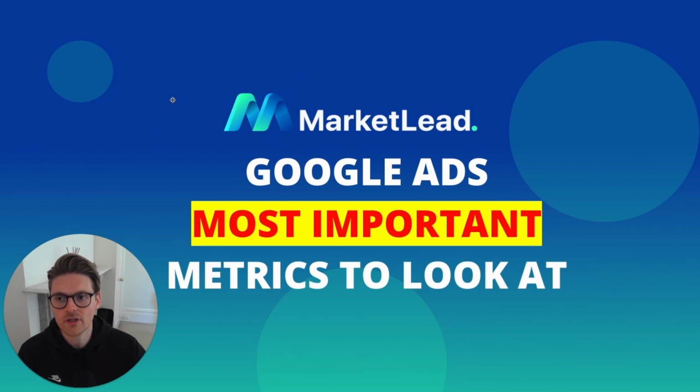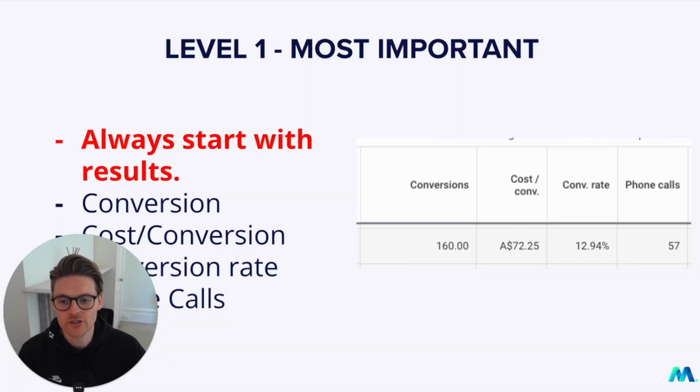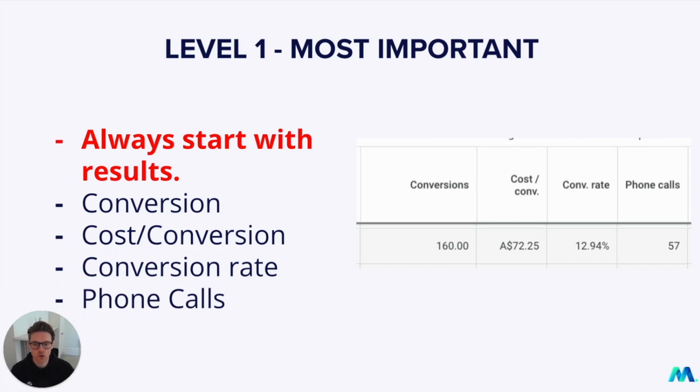So, level one. This is the most important data. Always start with the results. I know it sounds simple, but this is the most important thing to start off with. Regardless if you're looking at a campaign, ad group, or keyword level, or even a product level with e-commerce products, you want to be looking at the results first.